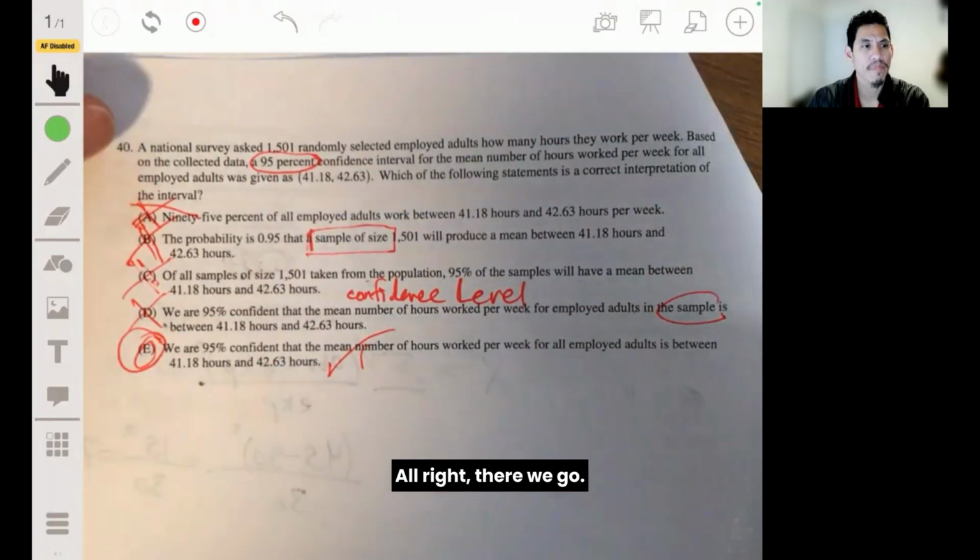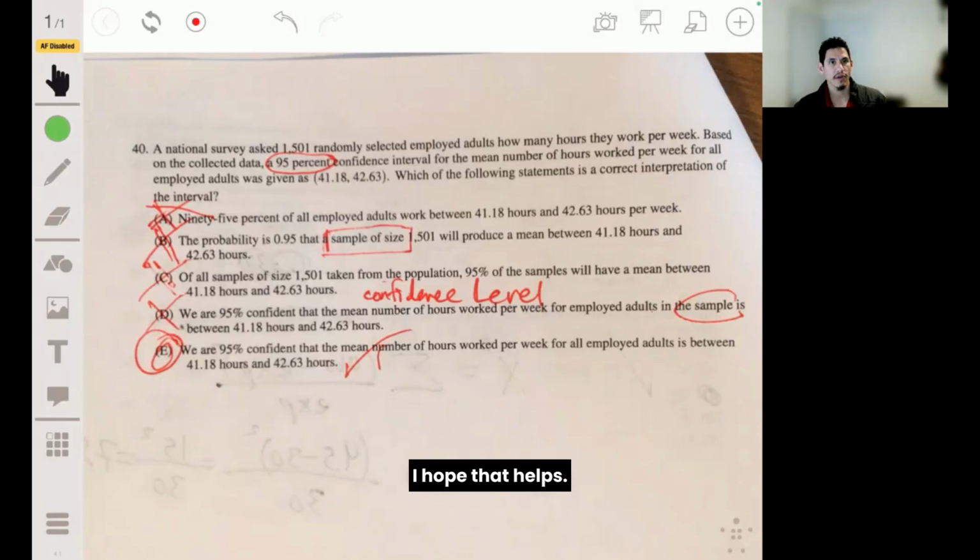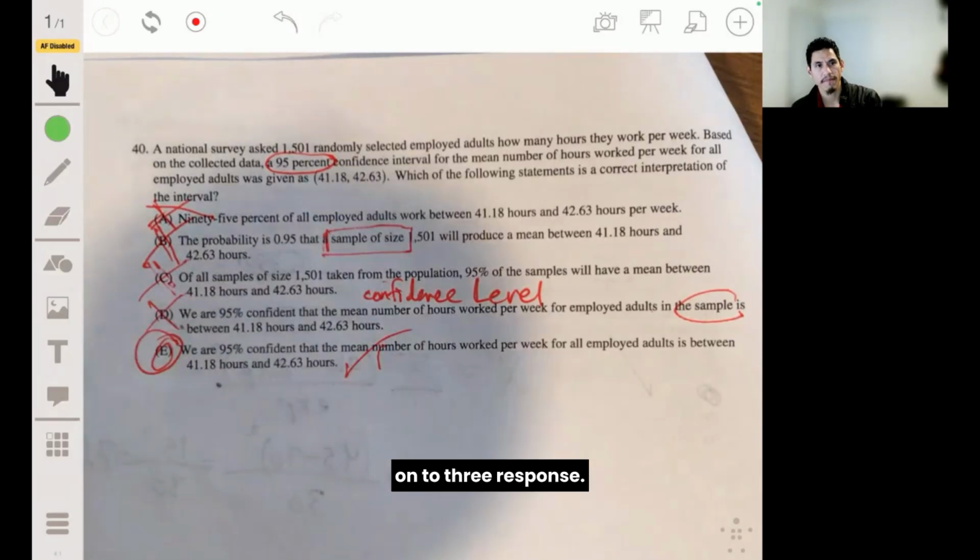All right. There we go. Multiple choice section done. Congrats. Good luck. I hope that helps. Take a break and then move on to free response. See you later.